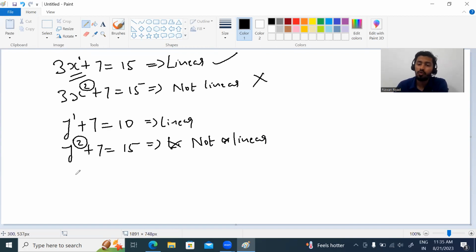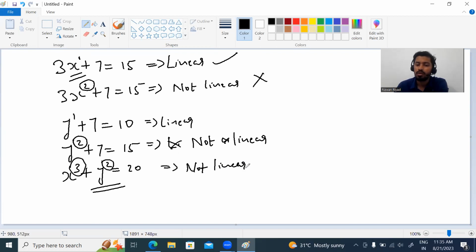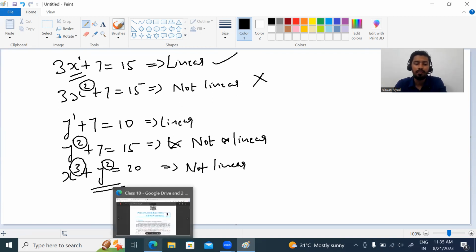Or suppose you have x raised to 3 plus y square equal to 20. Is this a linear equation? No. Here you have x raised to 3, it's not x raised to 1. Here you have y raised to 2, it's not y raised to 1. The exponents are higher, greater than 1. So this is also not linear. In linear equations you will always find the exponent of the variable equal to 1. Such equations are known as linear equations.